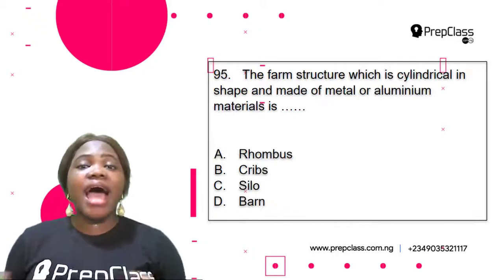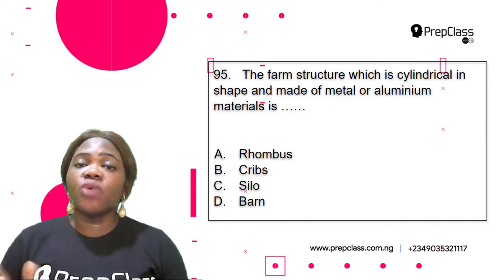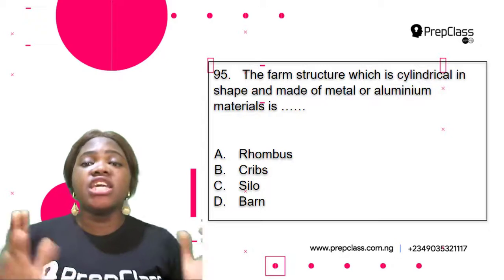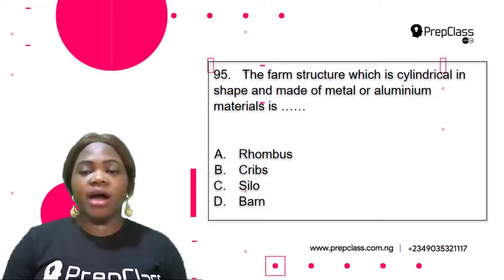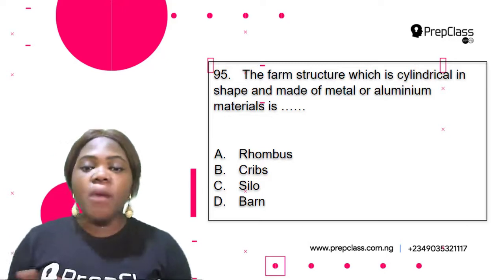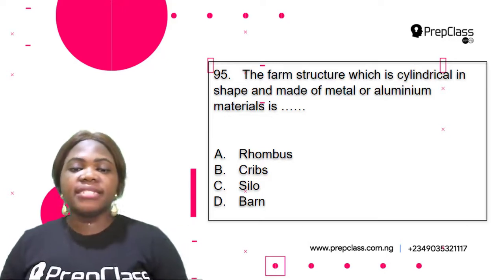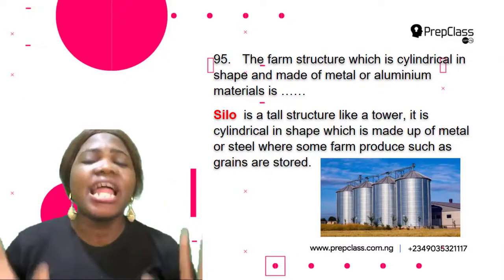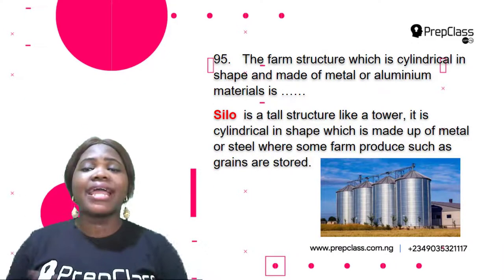Check. Now to the final question in this video, question 95. The farm structure, which is cylindrical in shape and made of metal or aluminium materials, is dash. A. Rhombus, B. Cribs, C. Silo, D. Barn.